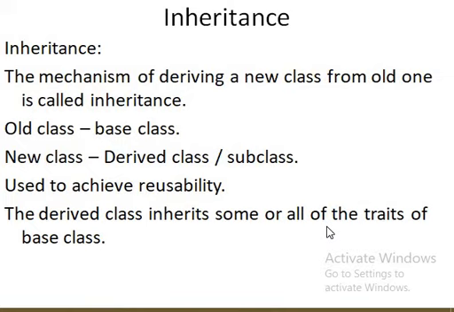What are the types of inheritances? In C++, there are 5 types of inheritances. They are single inheritance, multiple, hierarchical, multi-level, and hybrid inheritances. The hybrid inheritance is the combination of single, multiple, multi-level, and hierarchical inheritances.